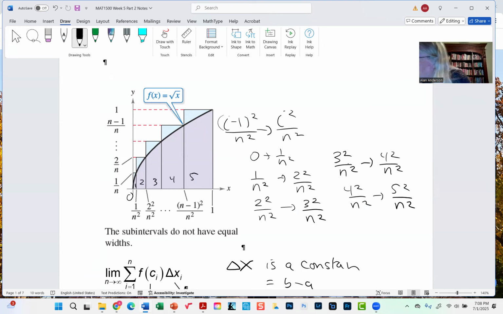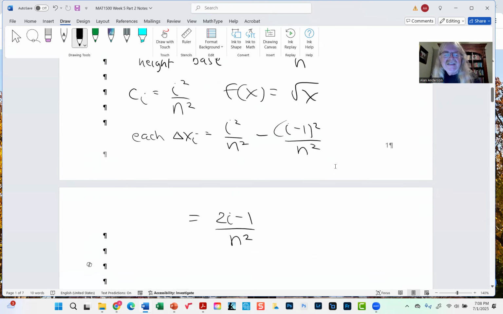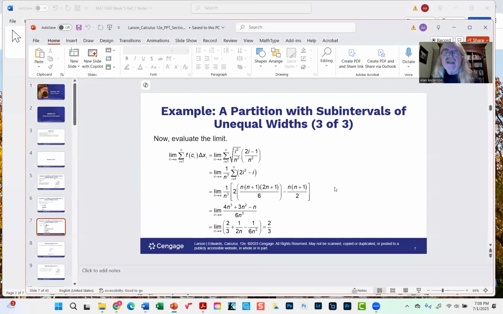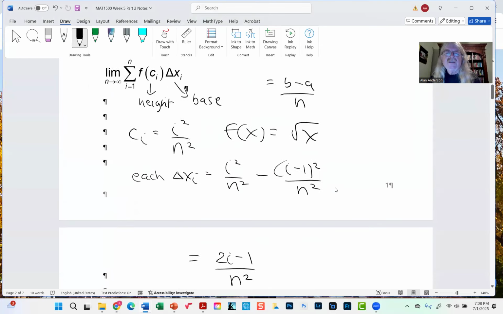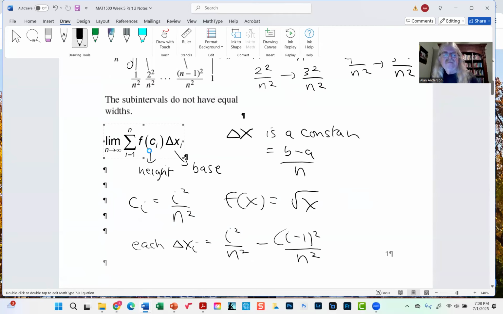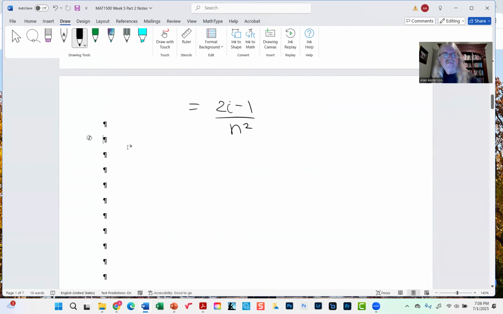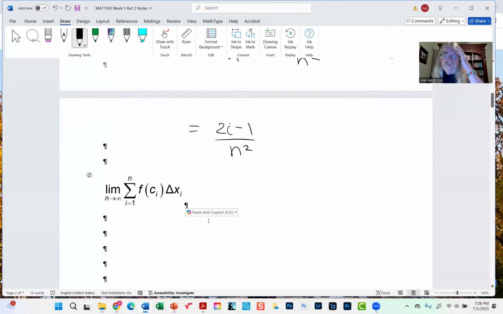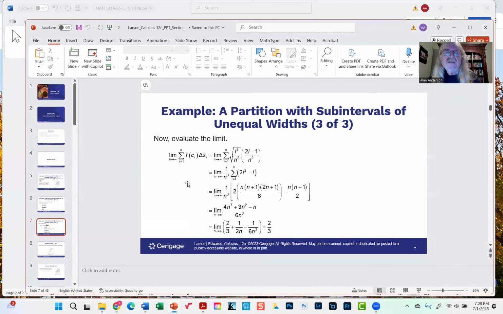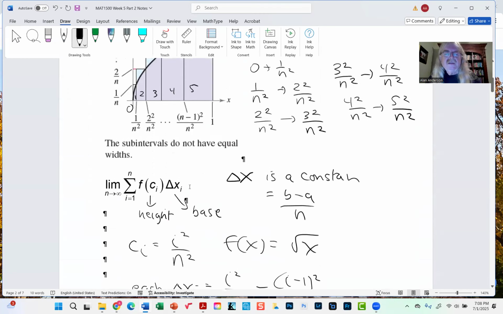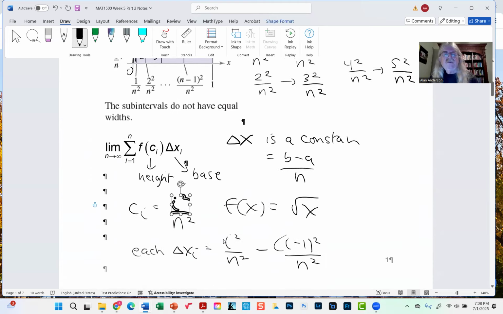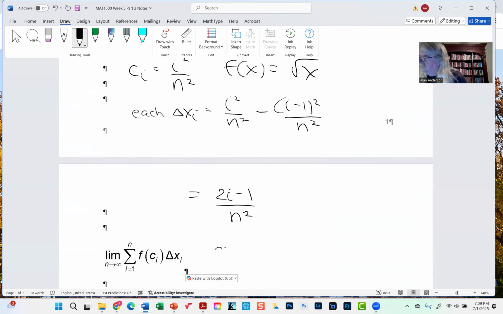These are the i's, by the way. And then we can take the limit. Now, again, what we're actually trying to solve for is this. So we have a formula for delta x_i, and we have a formula for c_i. All right, so the c_i we defined is here, i squared over n squared. Delta x_i.